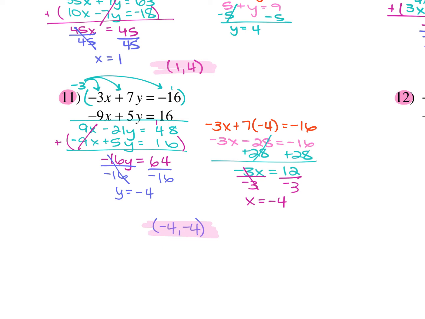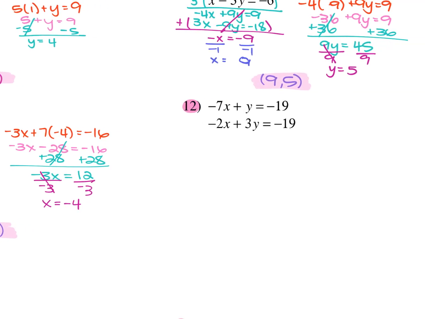For number 12, we have negative 7x plus y is equal to negative 19, and negative 2x plus 3y is equal to negative 19. Easily, you can take your y's and multiply the top equation by negative 3 in order to cancel out those y's. So if we take that top equation, distribute in a negative 3, it's going to give us a negative 3y, which is opposite of that positive 3y that would be underneath it.